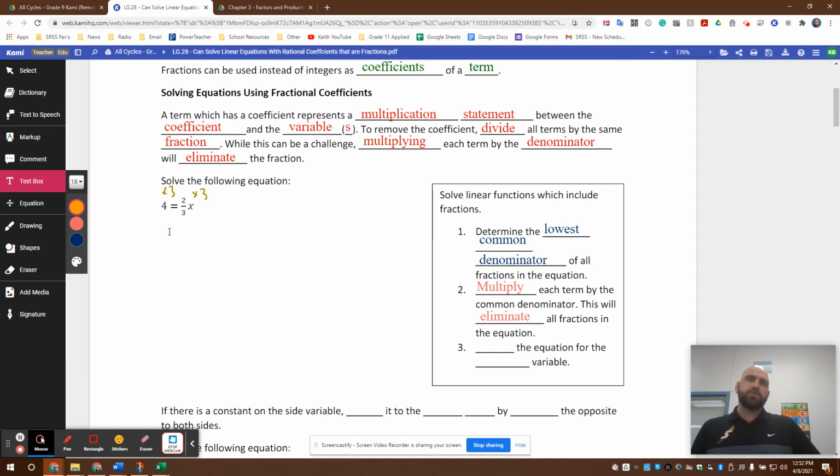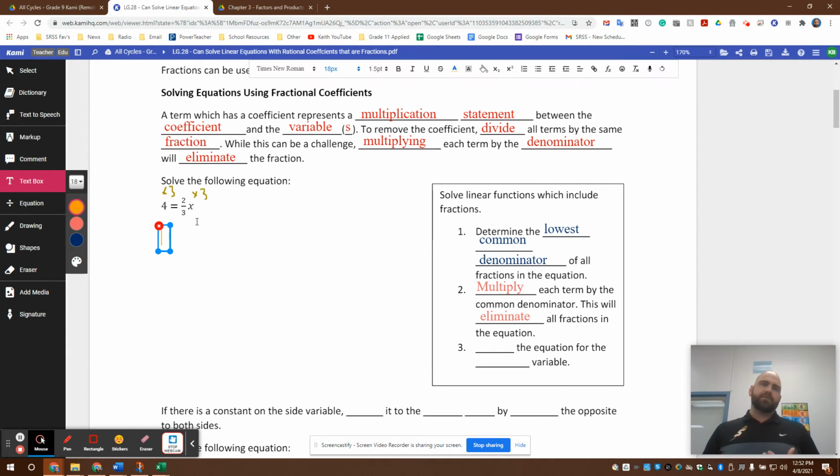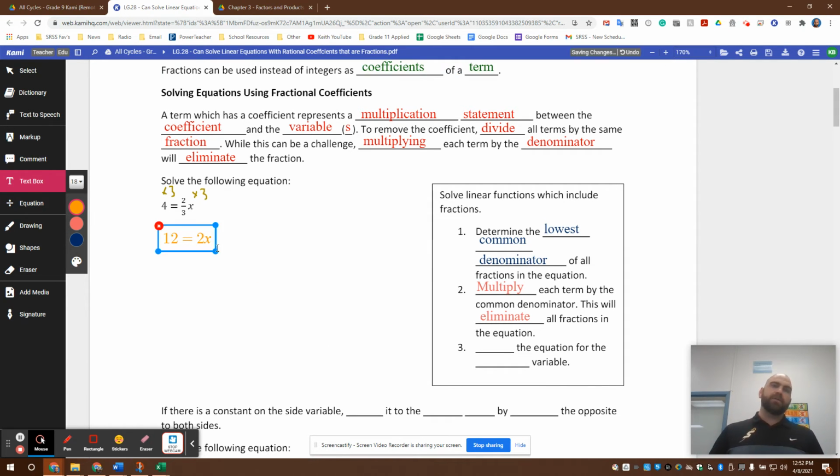Now, again, we can do that in different ways as well, but if we have the same number, it's fairly straightforward. 4 times 3 is 12, and 2/3 times 3 is going to be 2x. So that's how we get rid of the denominator. Now you notice there's no more denominator. That's gone. Okay? We still have a number in front of x, but the denominator part is gone.